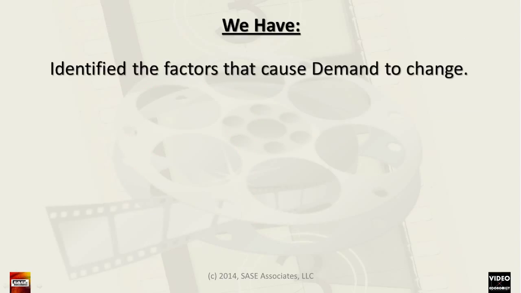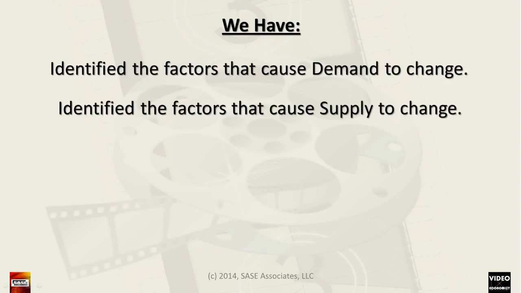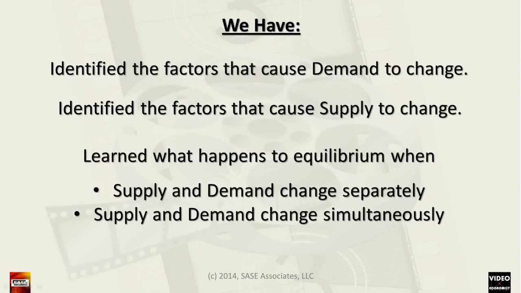In this video, we have explored the changes in equilibrium price and equilibrium quantity due to shifts in supply and demand. We have identified the factors that cause demand to change, along with the factors that cause supply to change. With the basics in mind, we have learned what happens to equilibrium price and quantity when supply and demand change separately, as well as what happens to equilibrium when supply and demand change simultaneously.